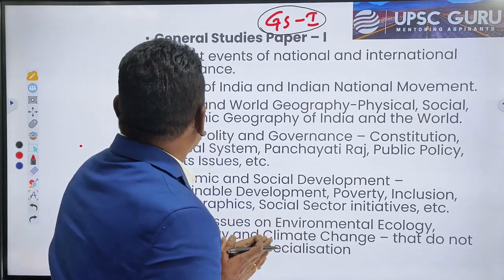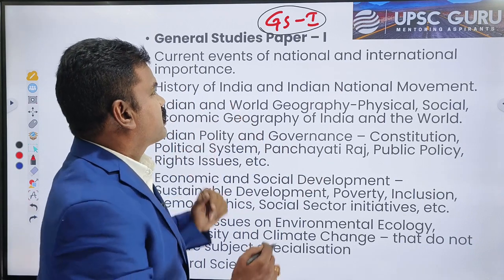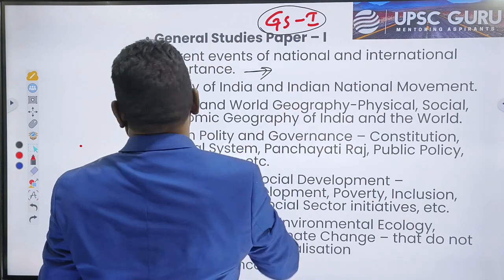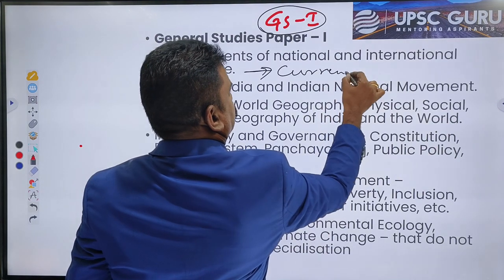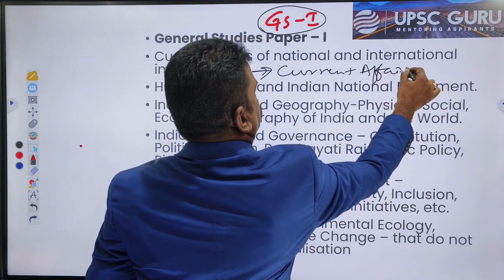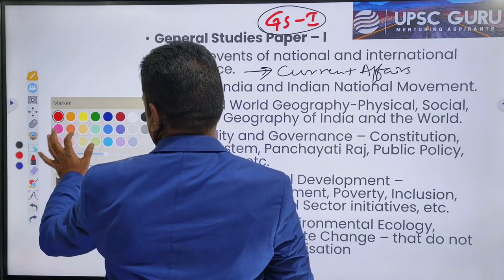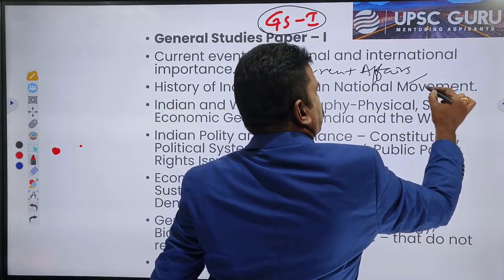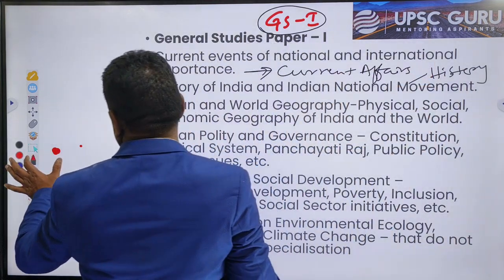In the general studies examination, they have given a syllabus, and on the net you can find this syllabus. Current events of national and international importance are important. This is what you can call current affairs. Next, history of India and Indian national movement. This is the part of history. This subject is called the history subject.